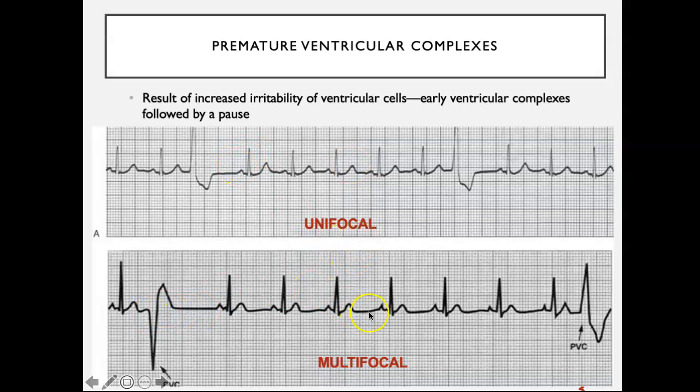Now, the one on the bottom, on the other hand, if you look at this one, again, you have a PQRST, you have this big wide complex, this is a PVC, and you go back into this normal sinus rhythm, and then you have another big wide complex, but they do not look like each other.